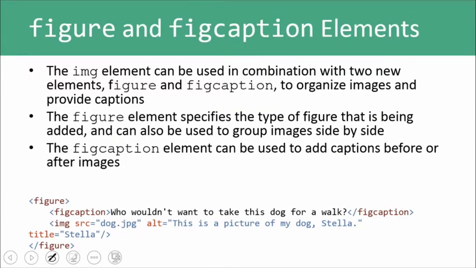There are a couple of other elements that you can use. There's the figure and figcaption elements. They allow you to just sort of block off an image and then go ahead and add a caption to it. That caption can be added to the top or the bottom. So here we've added it on the top. It can easily be swapped down to the bottom, right? The figure element can also be used to specify the type of figure that's being added, and then also to group images. So if I had like 3 different pictures of my dog Stella, then I could go ahead and add them all within the same figure element. I could nest them all within the same figure element, right?